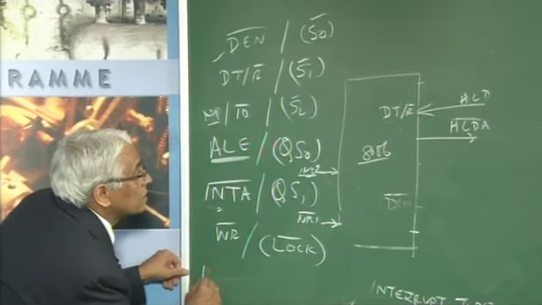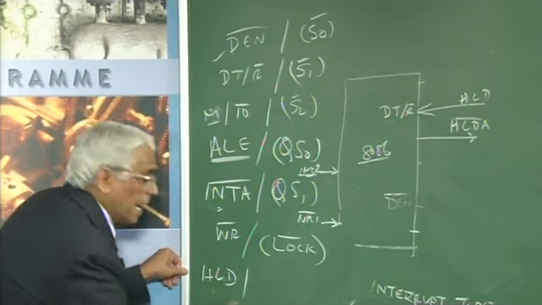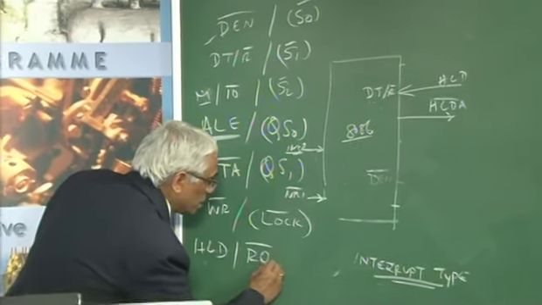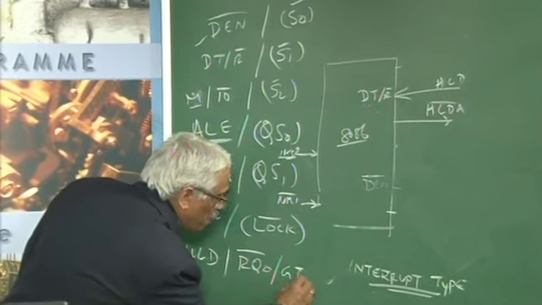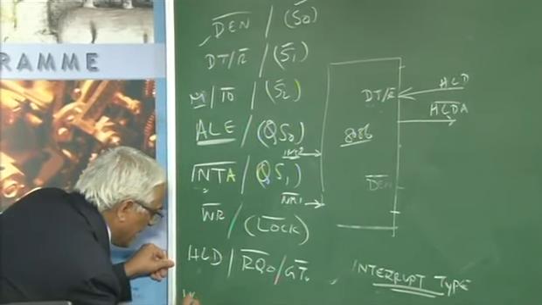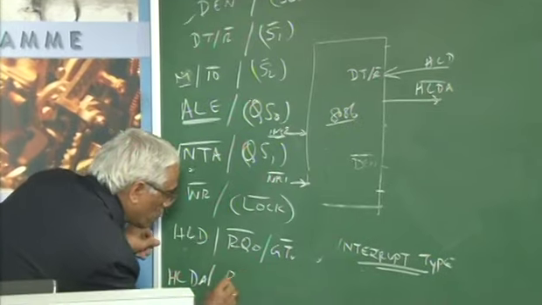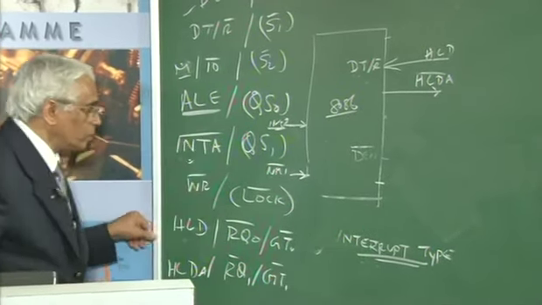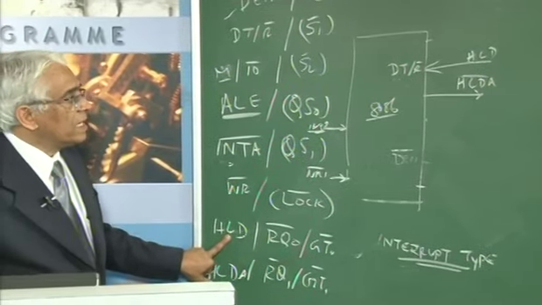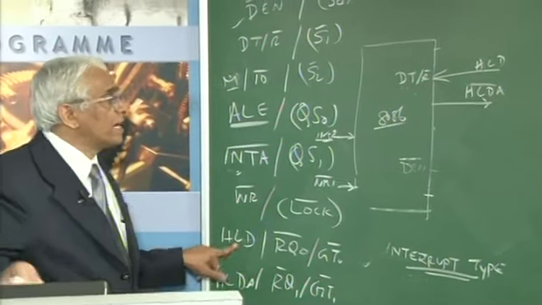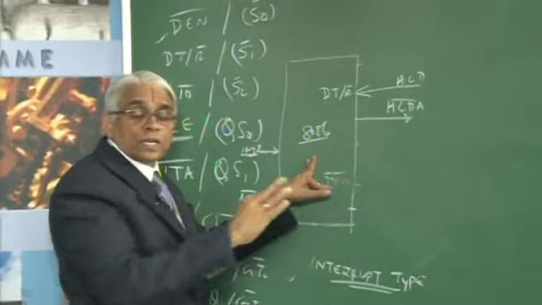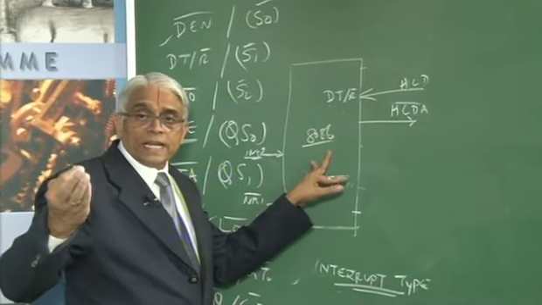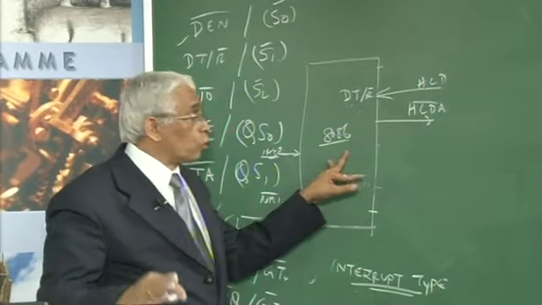So, one is HLD hold, and the signal we have along with this is request 0 by grant 0, and HLDA, request 1 by grant 1. Now, hold is a signal that is sent from the external world asking the microprocessor to relinquish the bus. Bus means the address bus, data bus, and also the control bus.